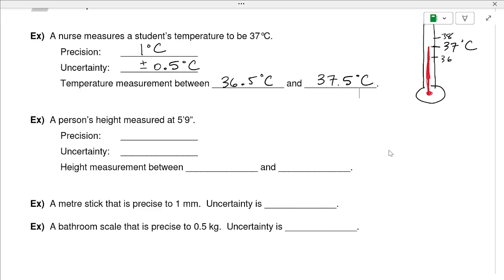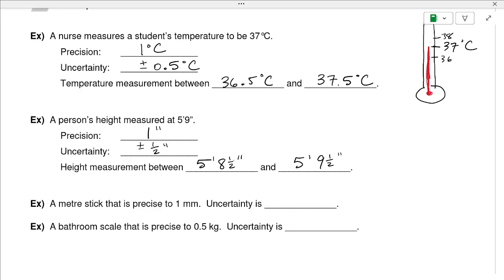my precision, if I say I'm 5'9", is that I am precise to 1 inch, but my uncertainty is I could be off by 1/2 an inch too big or 1/2 an inch too small. So that means my actual height is somewhere between 5 feet 8 1/2 inches and 5 foot 9 1/2 inches.